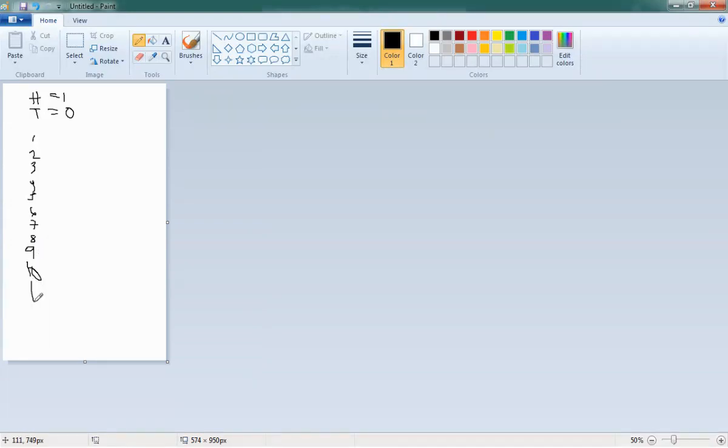9, 10, 11, 12, 13, 14, 15. Now in binary numbers, I will start with 0 here. So my 0 is, let's say, tail, tail, tail, tail. That means we have 0 0 0 0. That is how to count in binary.